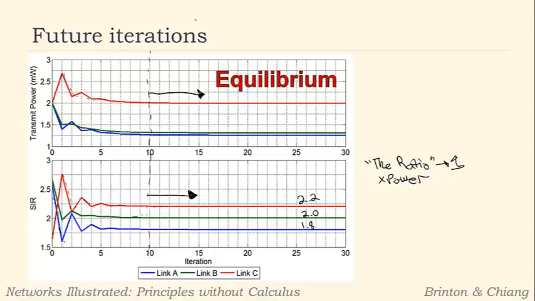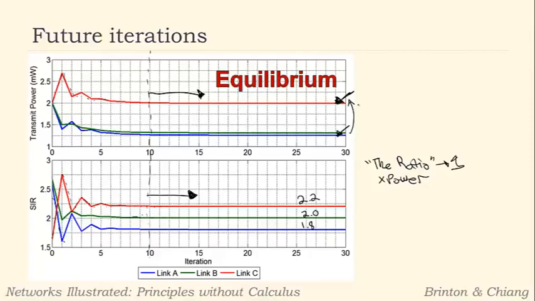So one thing that you notice is that link C has a much higher transmit power than the other two. The other two transmit powers are roughly the same, but link C is much, much higher. It's up here. So why would that be? Let's see if we can intuitively understand why link C would need to transmit much higher.